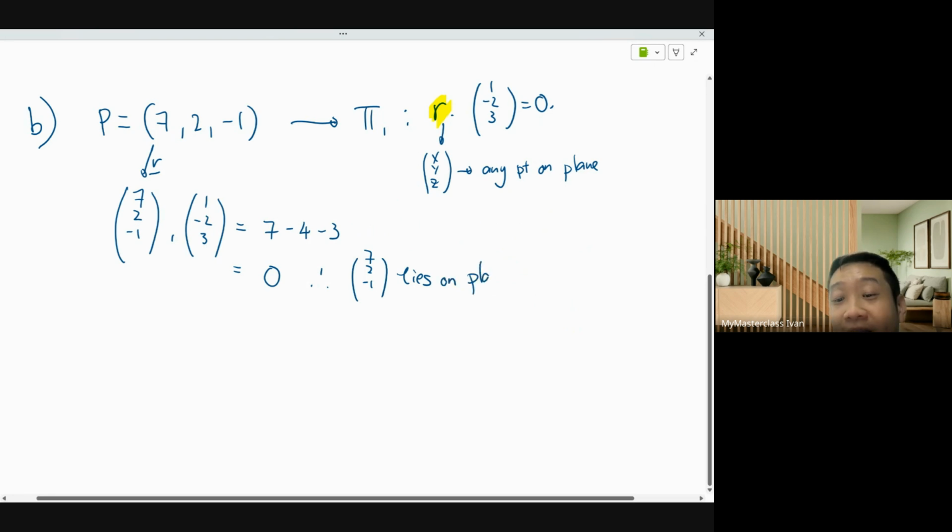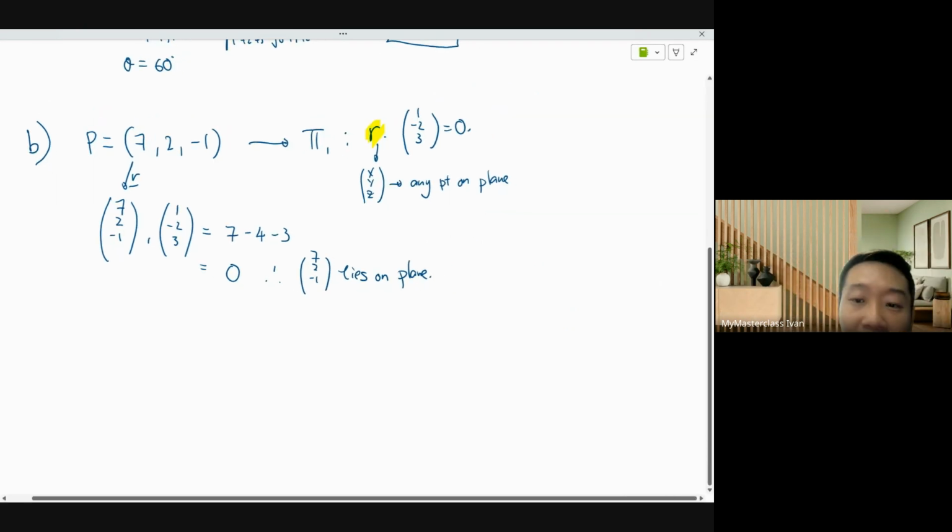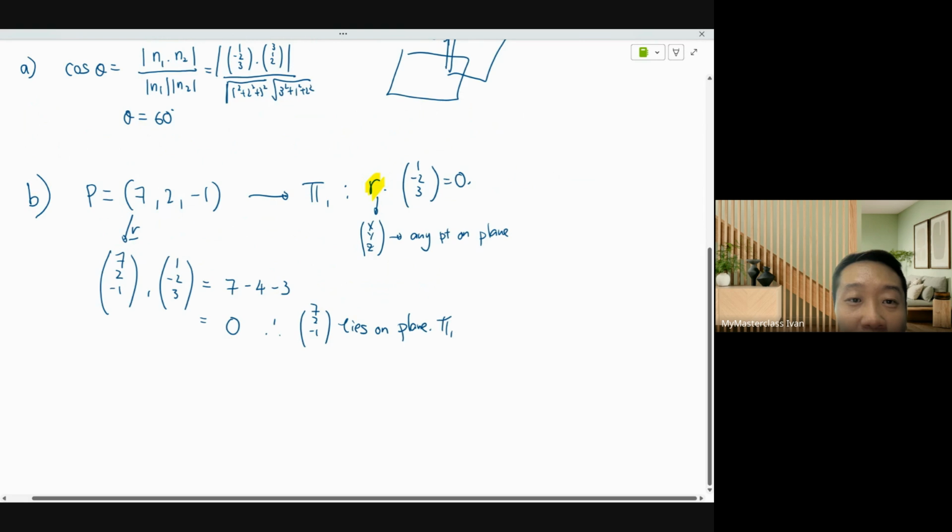Now, how to justify it doesn't lie on the plane? If it equals 1, not equal to 0. Basically, as long as it equals anything that's not 0, then it does not lie on the plane. Okay? So I know that (7, 2, -1) lies on the plane pi 1. That's what the question asks you to show.